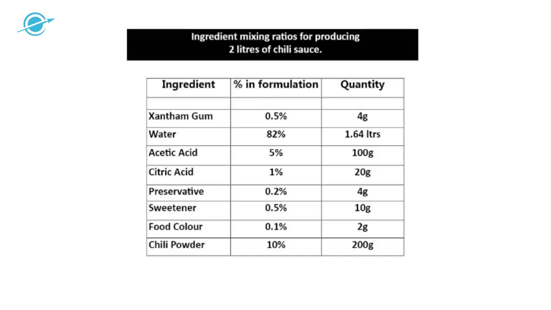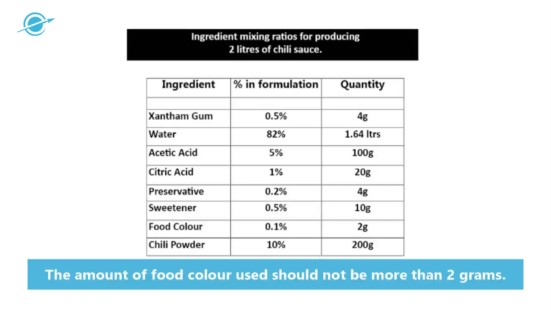The other ingredient is the food color. Now, when it comes to the usage of food color, we may not really quantify it, but it should not go beyond 0.1%. This is because depending on the type of chili pepper that you have used, the final color is determined by the addition of the food color that we shall use.